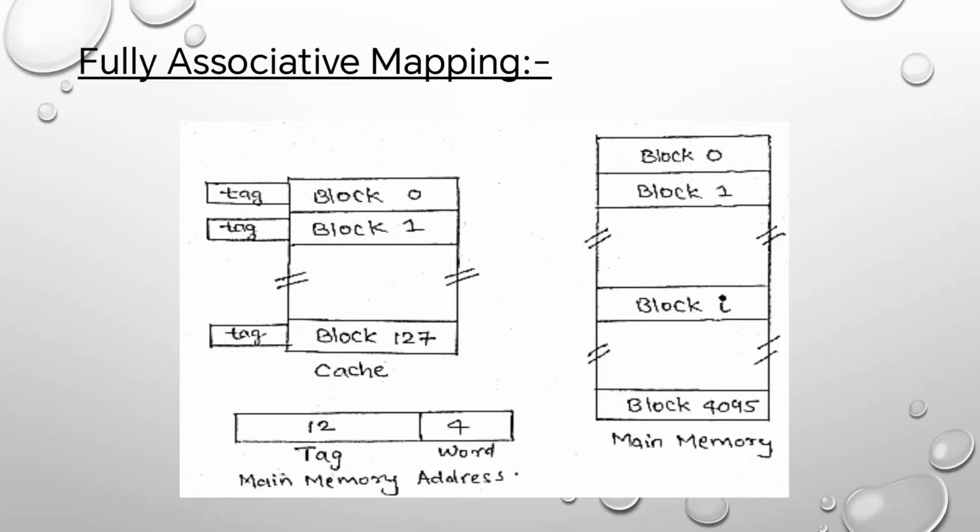This diagram is for fully associative mapping. In this, the cache has block 0 to block 127, as well as main memory block 0 to block 4095. The memory address has the format of tag and word.